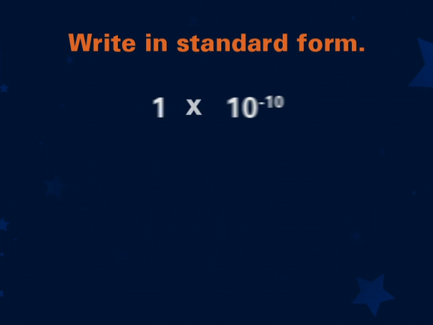Let's look at a very small number now. 1 times 10 to the negative 10th power. Let's write this number in standard form. Convert the number by finding the product. Multiplying by a negative power of 10 is the same as dividing the number by that positive power of 10. The easy way to accomplish division by a power of 10 is to move the decimal point to the left.